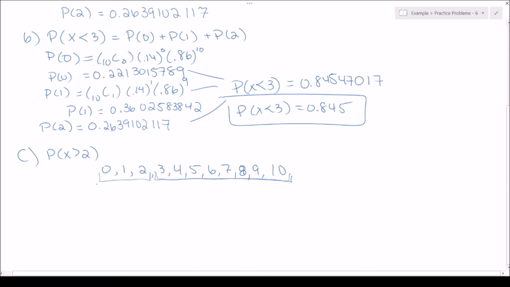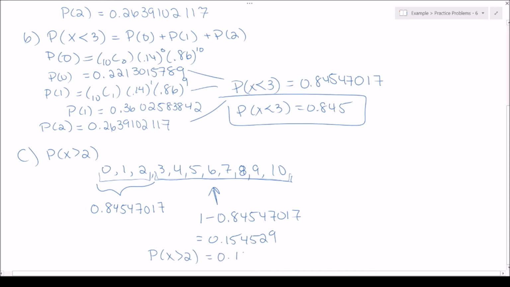We just found the sum of 0 and 1 and 2, and we found that to be this value. So remember, the probability of a complement of an event is 1 minus the probability of that event. So that means all of this stuff is equal to 1 minus the probability of the rest. And this is what I get. So the probability of more than 2 is 0.155.